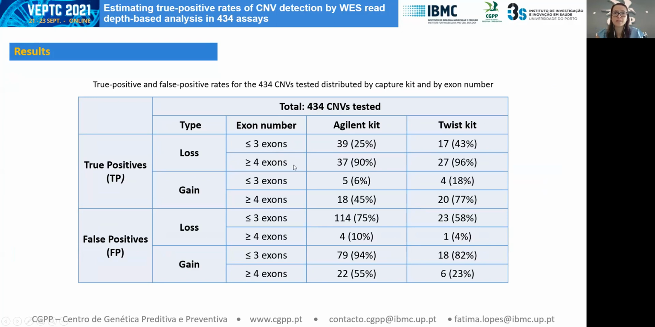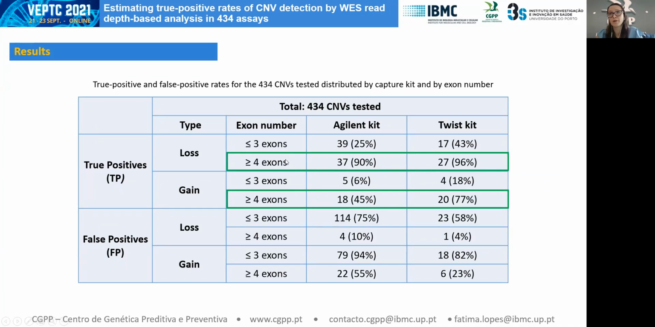If we look at this, but dividing the CNVs by size of 3 or less exons or 4 or more exons, we can see that the vast majority of the true positive CNVs occurred in larger CNVs with 4 or more exons. On the other hand, for the false positive CNVs, we can see that the vast majority of those occurred in smaller CNVs with 3 or less exons.